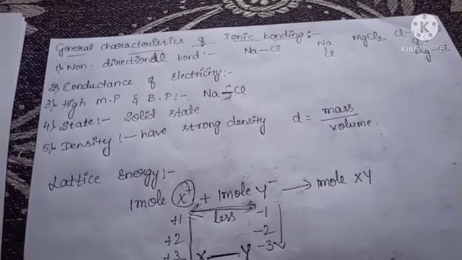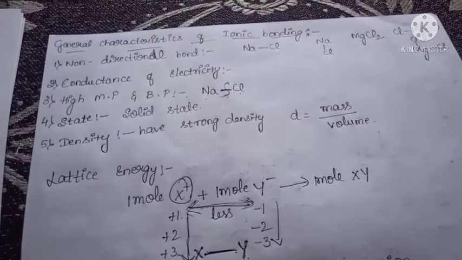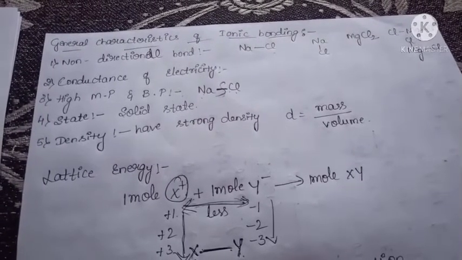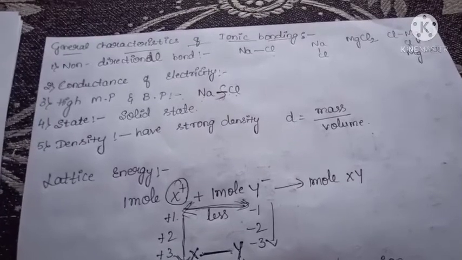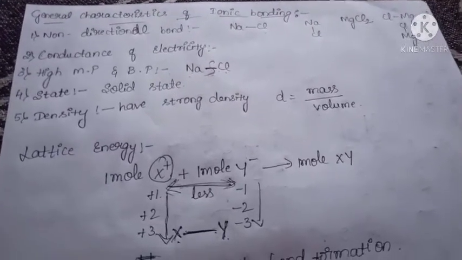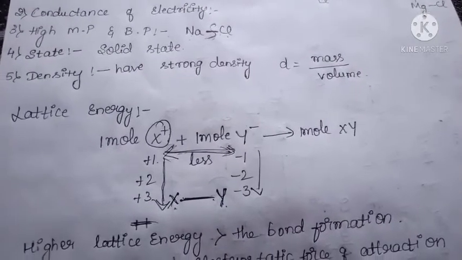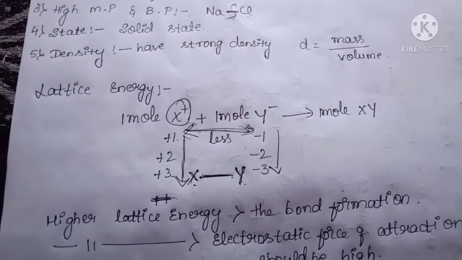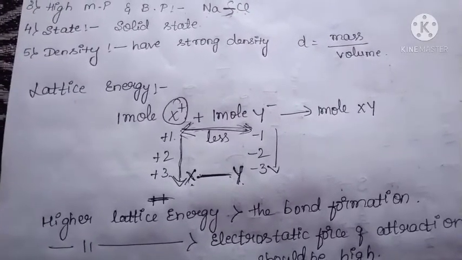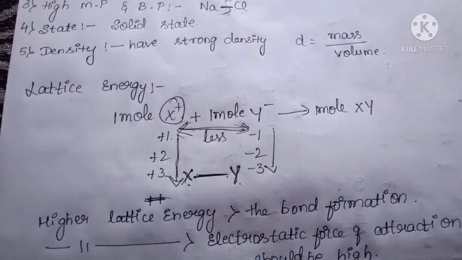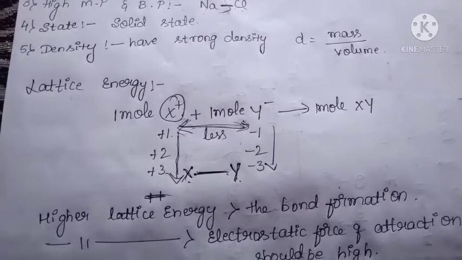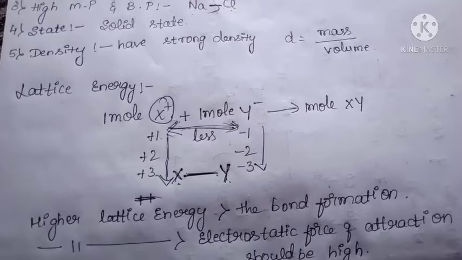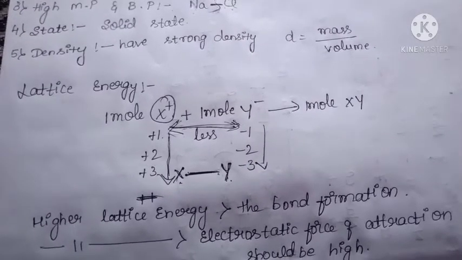Usually ionic compounds are in solid state. Density: it has a high density because it has a strong electrostatic force of attraction. And lastly, lattice energy. Lattice energy means the energy required to form 1 mole of ionic compound from 1 mole of cation and 1 mole of anion. That is called the lattice energy.